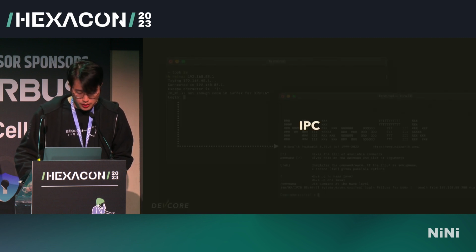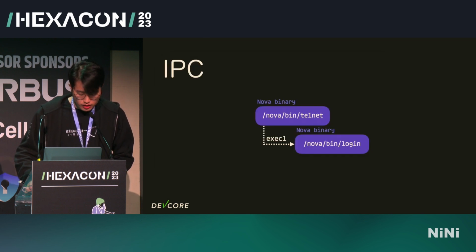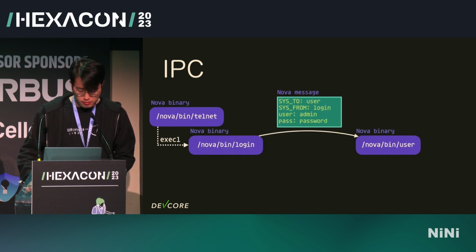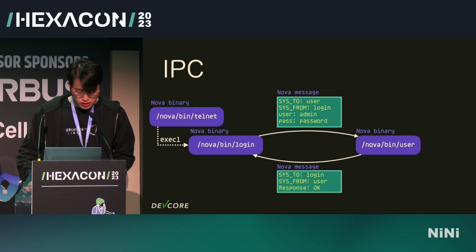So let's talk about the IPC of RouterOS with an example. While a user logs in through telnet to access the console of RouterOS, telnet will immediately call execl to execute the login process to ask the user for a username and password. Then the login process will send a Nova message with the username and password supplied to the user process to check if they are correct. The user process also responds with a Nova message.